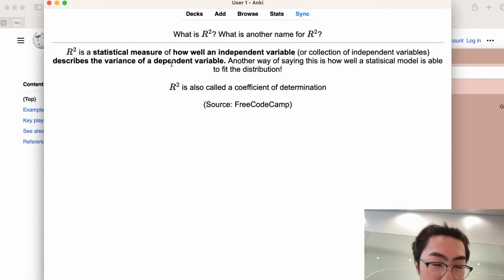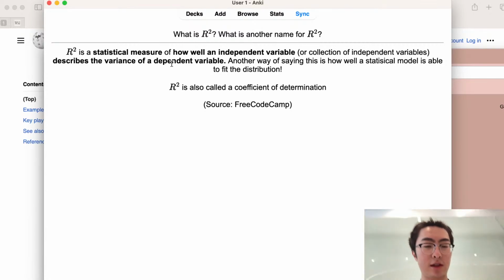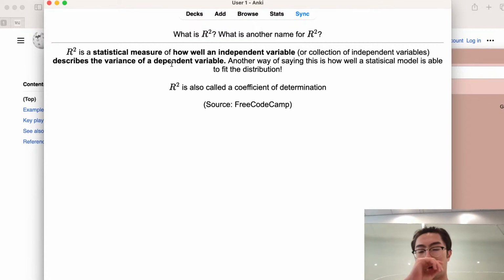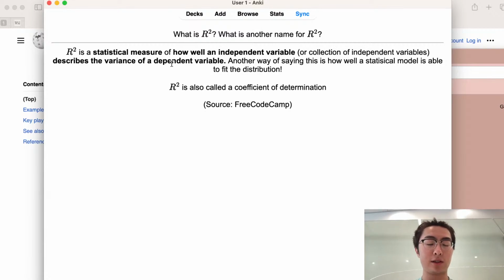Alright, so the fancy statistics way of saying this is a statistical measure of how well an independent variable or a collection of independent variables describes the variance of a dependent variable.